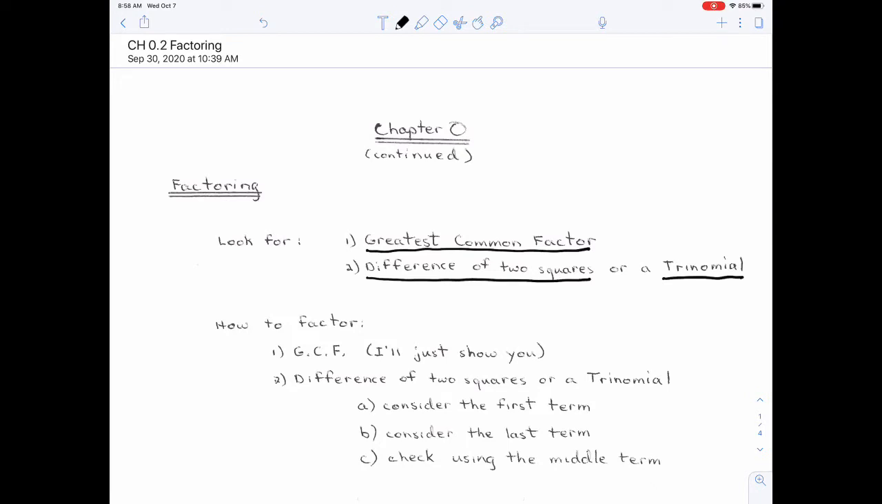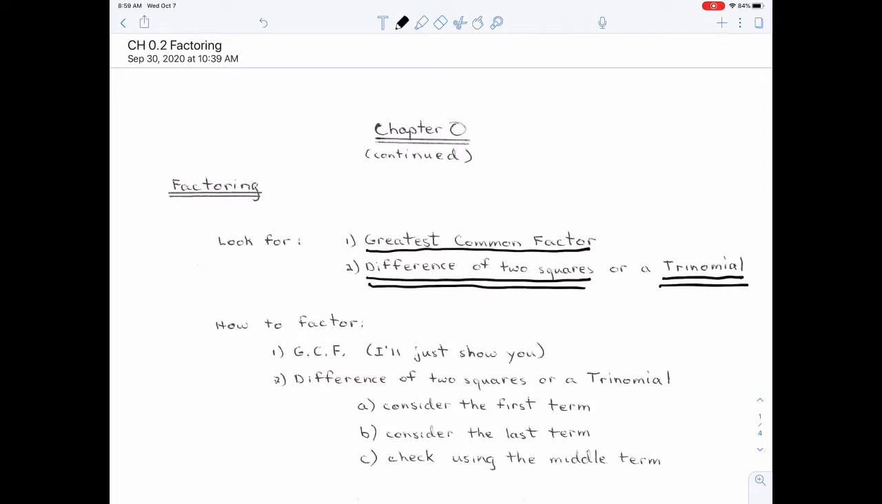Okay? Now, that's all I'm going to show you. A lot of people say, oh, look for this, look for this, look for this. I'm going to boil it down to two things. It's either a greatest common factor, or a difference of two squares or a trinomial. You factor greatest common factor one way, and difference of two squares or trinomial another way. Either one of those you factor differently than a greatest common factor, but you factor these two things the same. It doesn't matter whether it's a difference of two squares or a trinomial. Those are the only two things you need to look for.